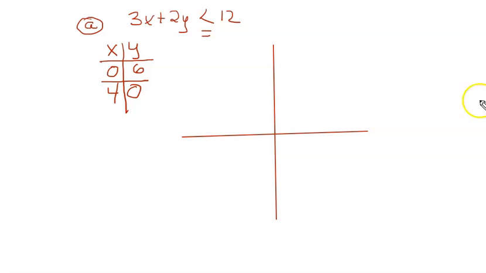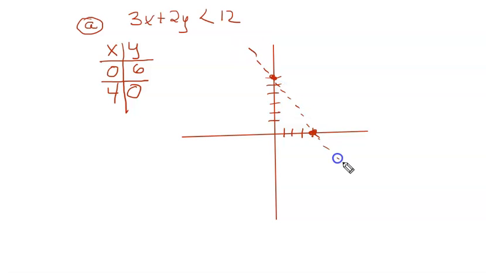Plot these points. 0, 6. 1, 2, 3, 4, 5, 6. There's our y-intercept. 1, 2, 3, 4, our x-intercept. And now, what kind of line would we have here? Well, remember, it's only less than. So we're going to choose a dotted line.